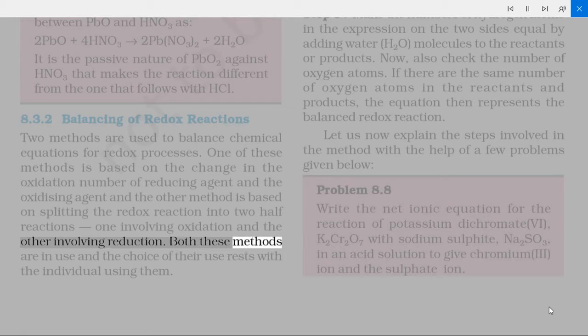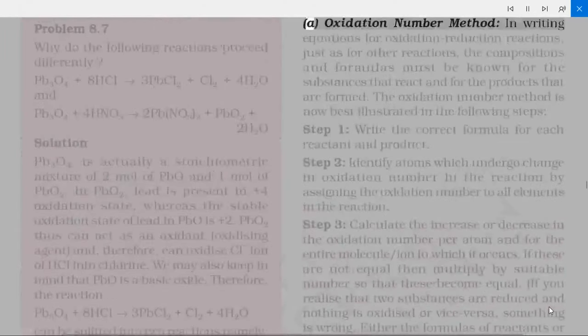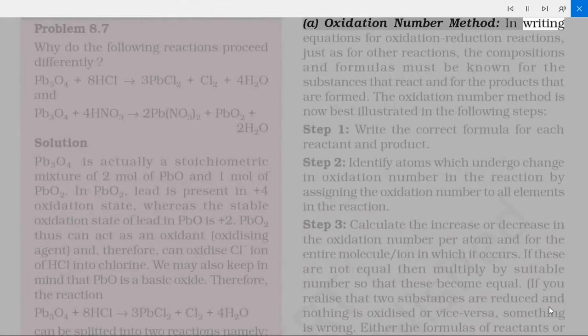Both these methods are in use, and the choice of their use rests with the individual using them. A. Oxidation number method. In writing equations for oxidation-reduction reactions, just as for other reactions, the compositions and formulas must be known for the substances that react and for the products that are formed. The oxidation number method is now best illustrated in the following steps.